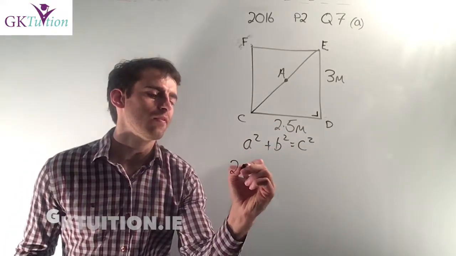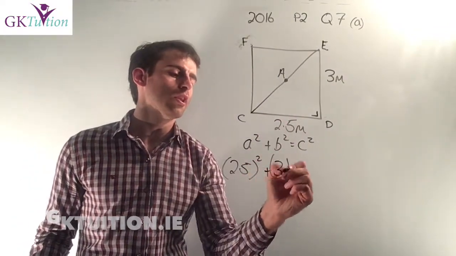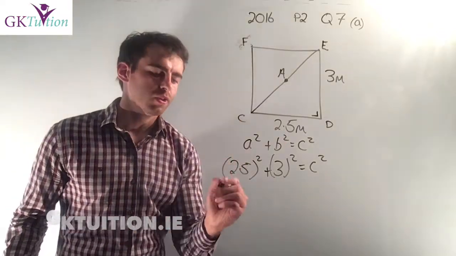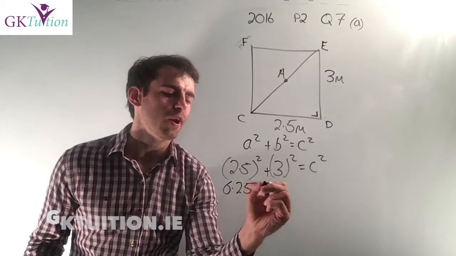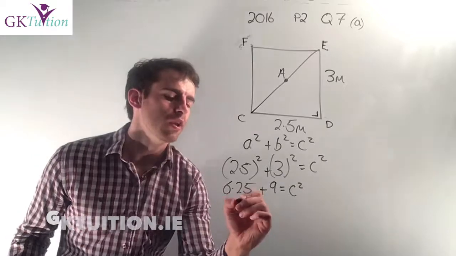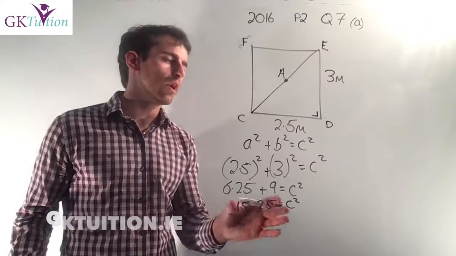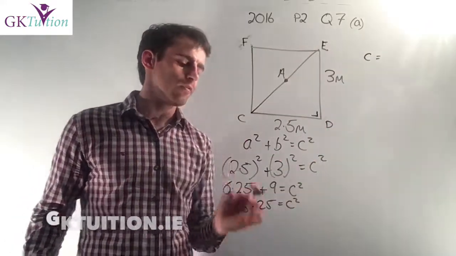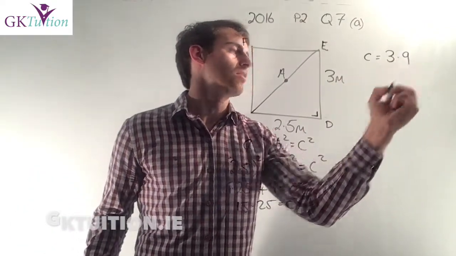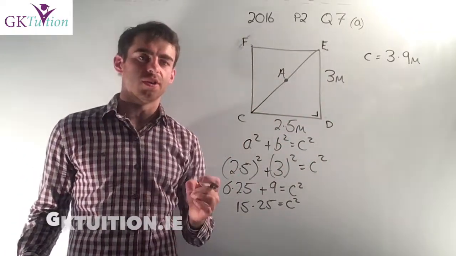So let's just sub in. Instead of a, I'm going to put in 2.5 squared. Instead of b squared, I'm going to put in 3 squared. So 2.5 squared plus 3 squared is equal to c squared. 2.5 squared is 6.25. 3 squared is 9. So 6.25 plus 9 works out as 15.25. So c squared is equal to 15.25. If I know c squared is 15.25, I just get the square root of both sides, and I work out that c is 3.9. So 3.9 meters. So my distance from C to E is 3.9 meters.